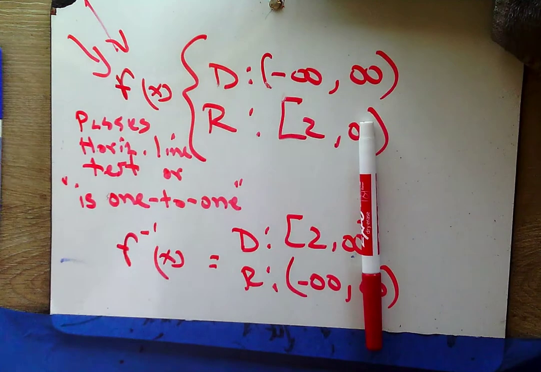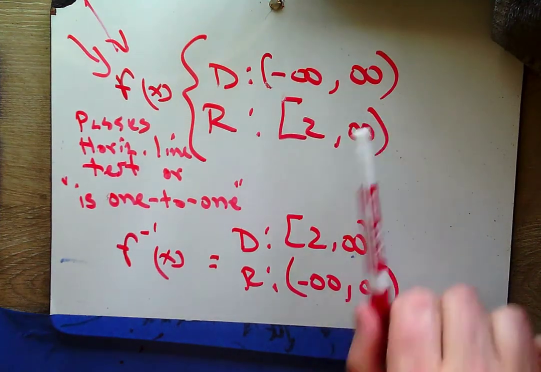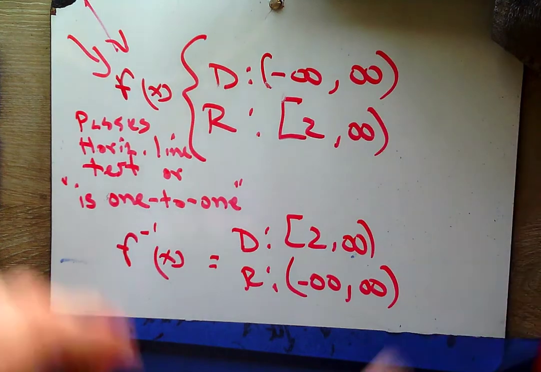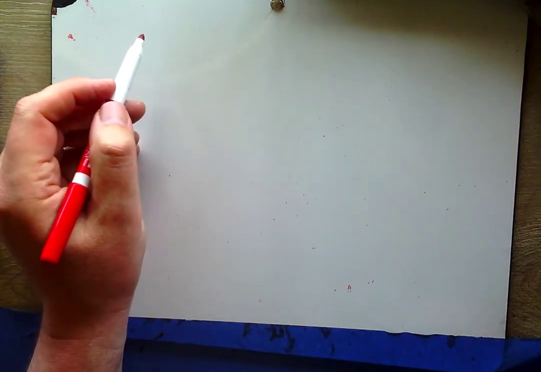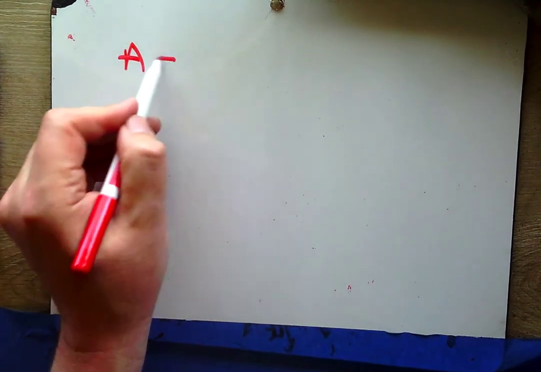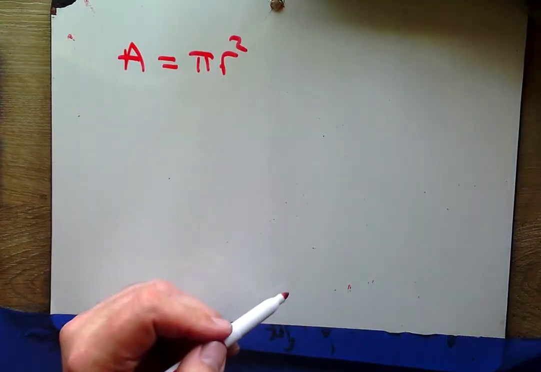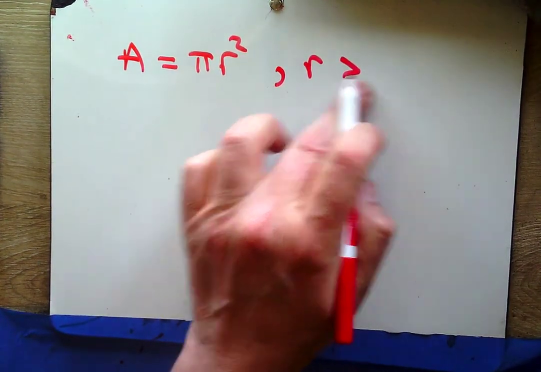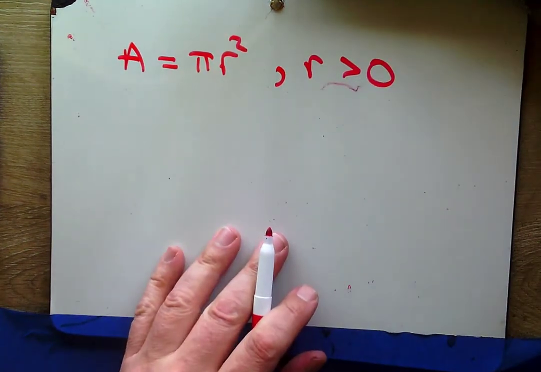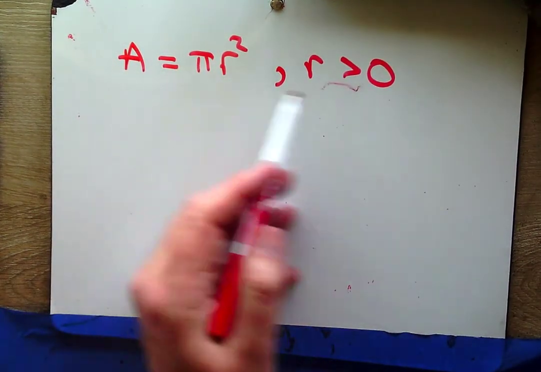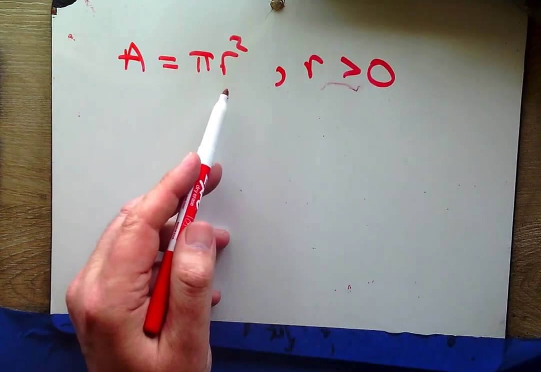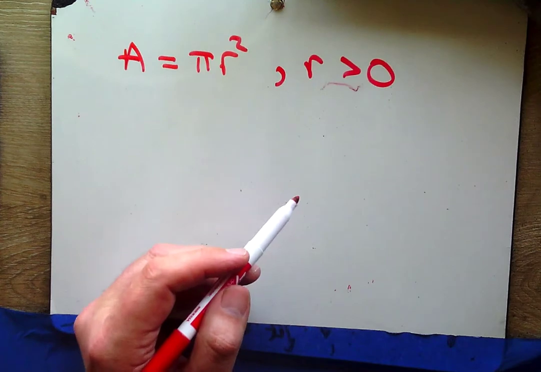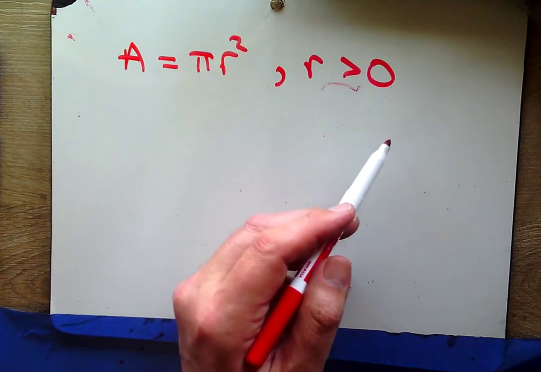I'd like to consider the following. If we have a function, A equals pi r squared, for r values greater than 0. This is the formula for area of a circle, and r to be equal to 0, you don't have much of a circle if the radius is 0. So I kind of want to leave that off right now.